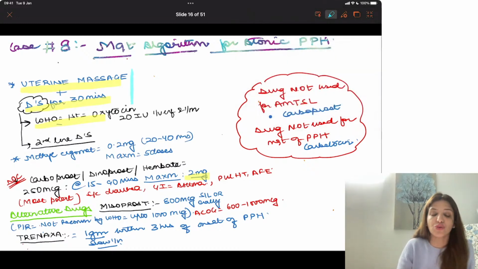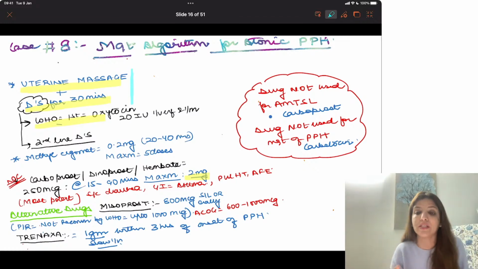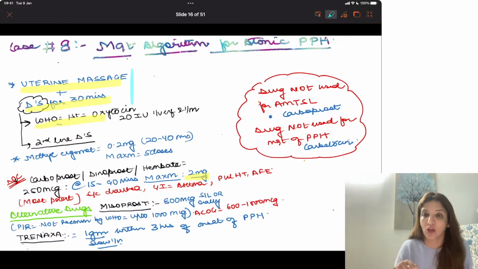Now the first line uterotonic which you have to give in PPH is oxytocin. The dose of oxytocin is 20 international units which you have to give in the form of IV infusion or IM. Remember that oxytocin is never given IV bolus, because if you give oxytocin IV bolus it can lead to bradycardia or it can lead to cardiac arrest. Similarly, whenever you are preparing IV infusion of oxytocin, you should always prepare it in electrolyte rich media like normal saline or ringer lactate. You should never do it in dextrose 5%. This is because this can lead to water intoxication.